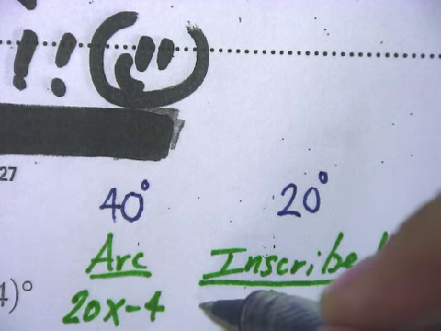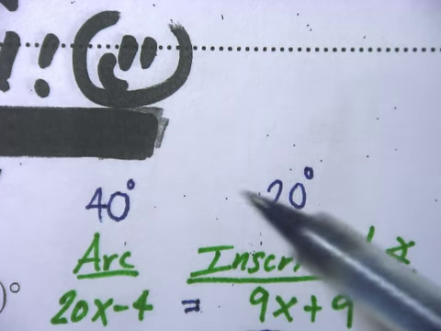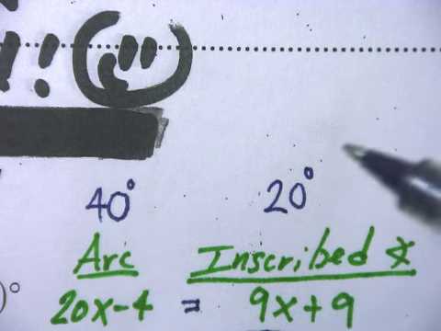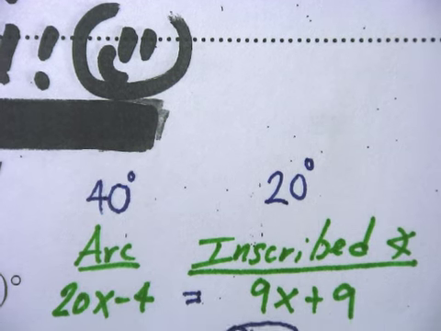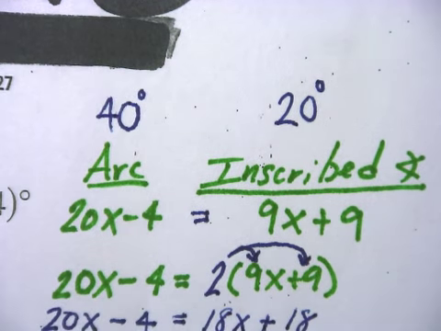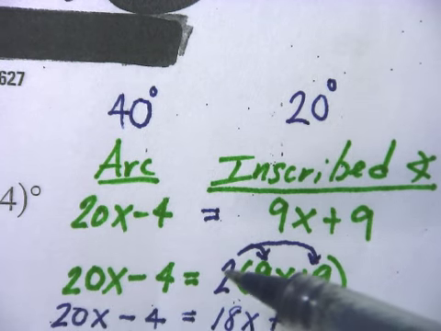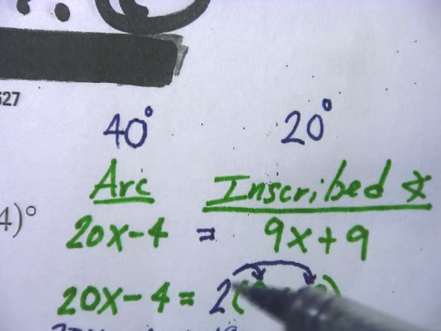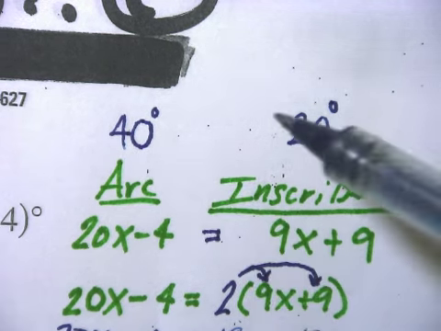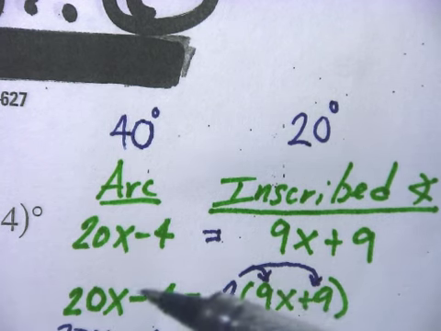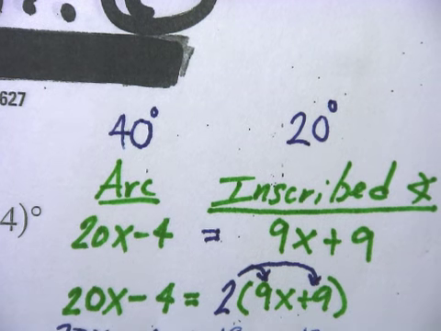So the first thing I'm going to do is set my equations equal to each other. But they're not equal yet. In order for my 20 to be equal to 40, I must multiply my 20 by what? By 2. So I set my equations equal to each other, and I multiplied by 2 so that my inscribed angle matches my arc. You see what I did there? Because I know the arc is twice as big as the inscribed angle. So these two equations are not going to be equal until I multiply this equation by 2.